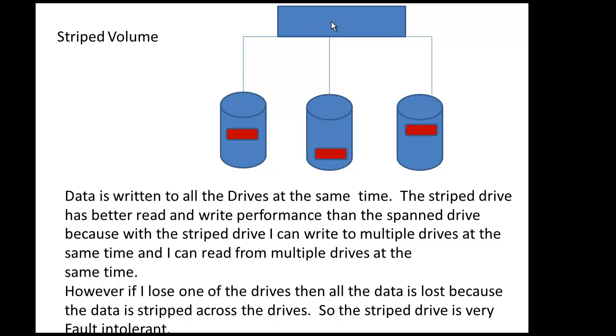Your data is going to be striped across all of the disks at the same time. So if I have a block of data, I have a file, for example, one section or one cluster is going to be stored on disk one. The next section of that file is going to be stored on the second disk, and the next section is going to be stored on the third disk. So you have data striped across the disks.